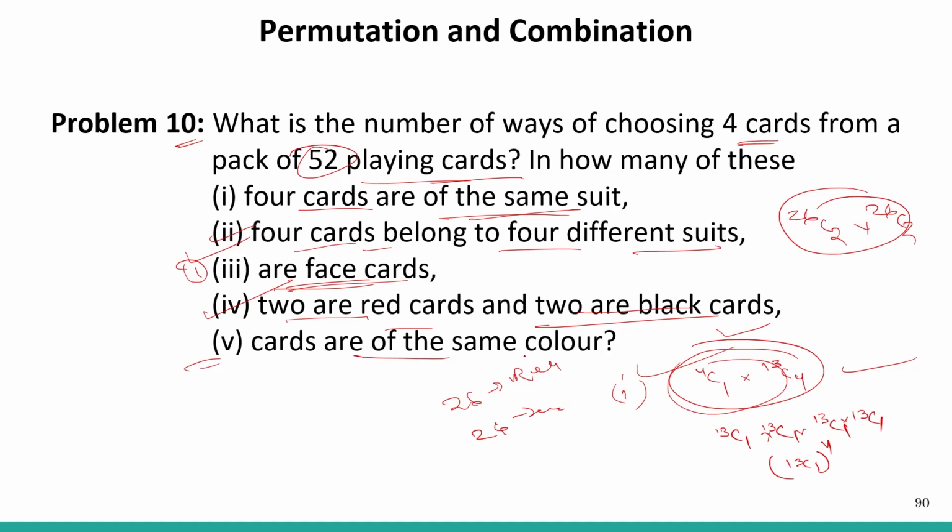Cards are of the same color. So basically all the cards are of the same color. First we have two choices, either black or red, right? So it will be 2C1 into 26C1, then 25C2, or it will have 26 choices, then 25, then 24, and then 23. So this will be the answer for part 5.